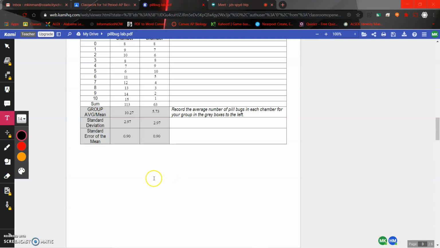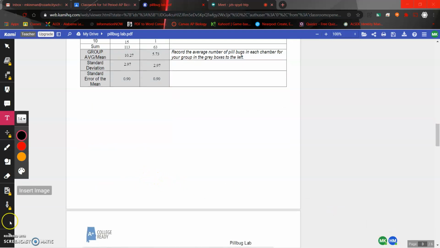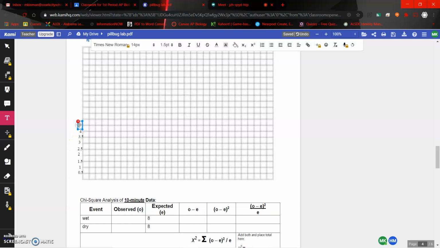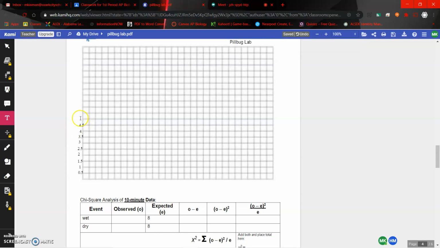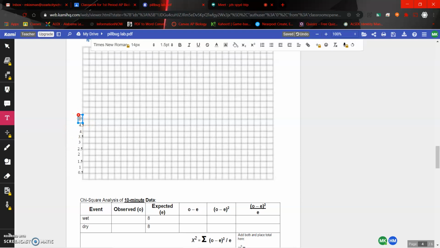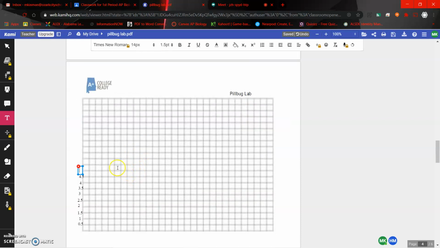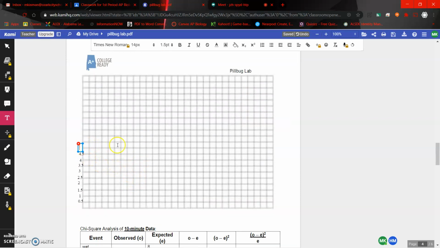All right, so the first thing we're going to need to do is come in here and complete our graph. The first thing we need to do on our graph is to label the axes. So the y-axis: since my means are 10.27 and 5.73, I'm going to label my y-axis by halves.